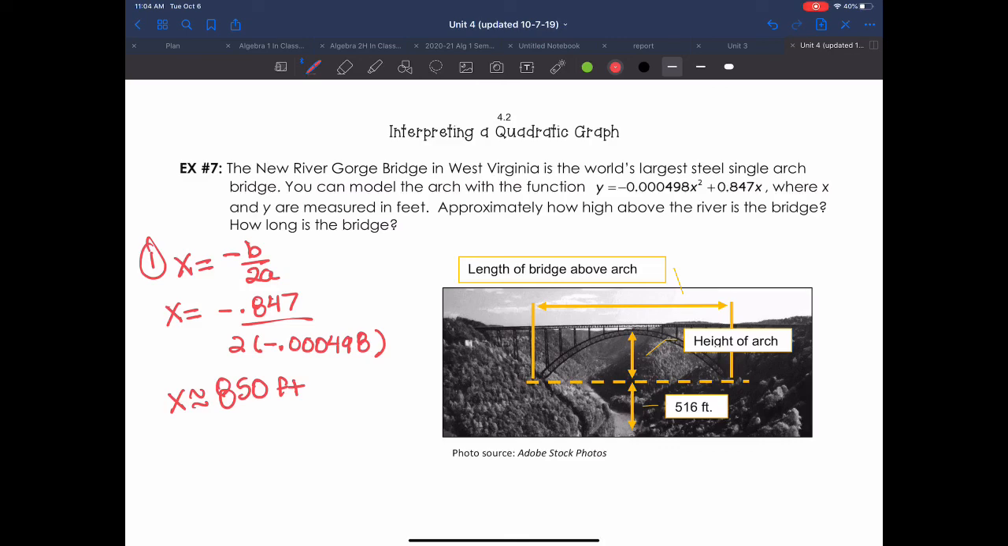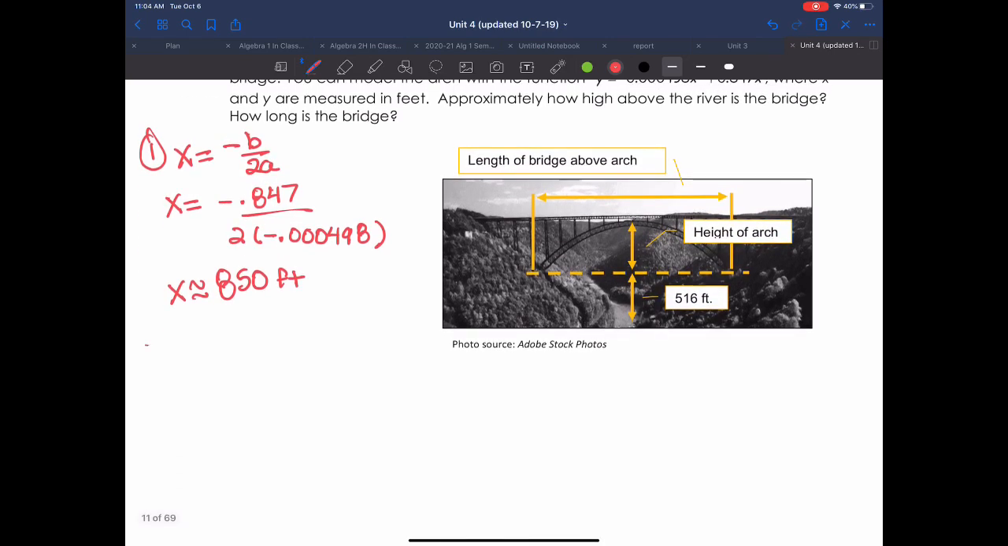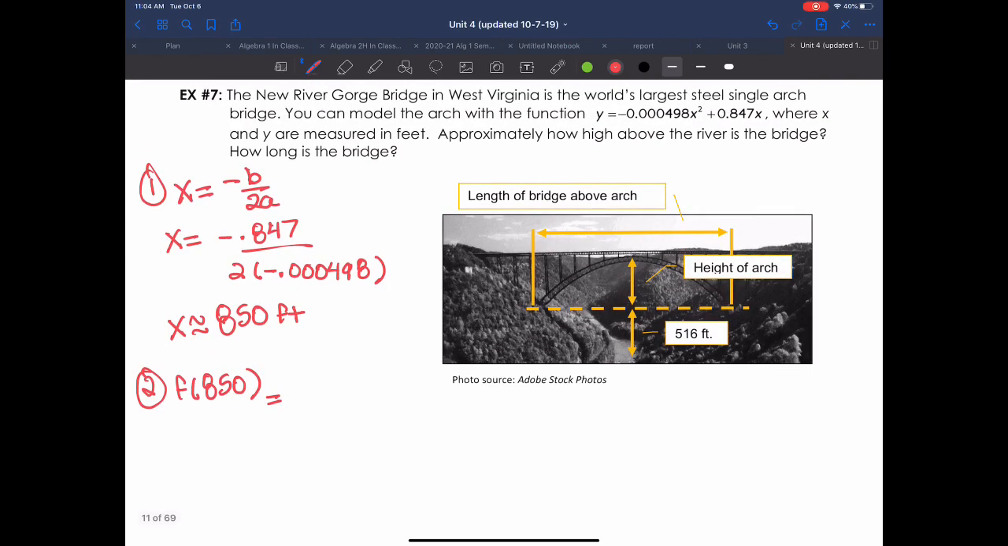So if I plug this back into the function, now I'm going to figure out what my y value is. I'm going to say f of 850, which in this case is going to equal, if I plug 850 into the function above, negative 0.000498 times 850 squared plus 0.847 times 850. Lots of 8s happening here, lots and lots of 8s.